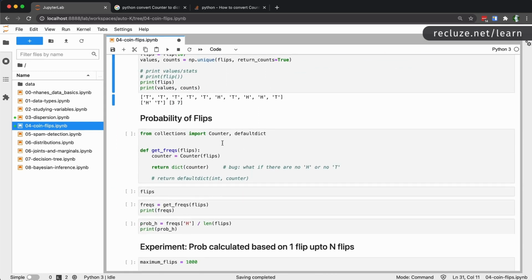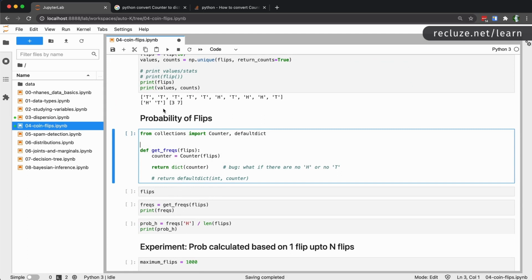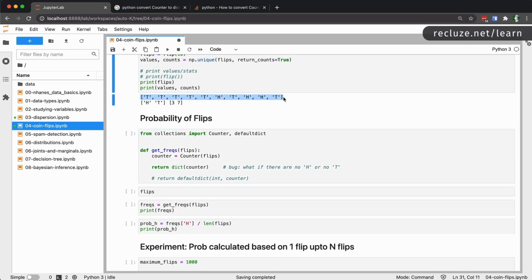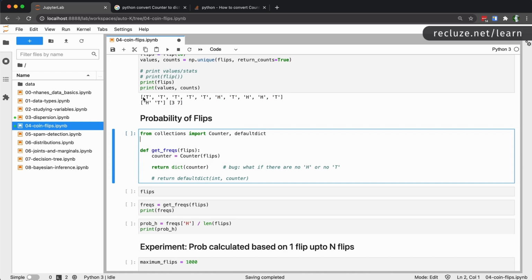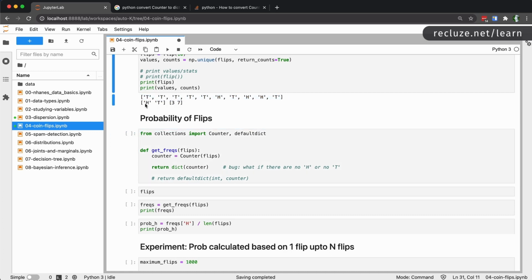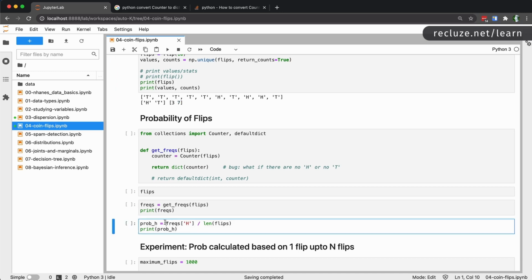So we want to take this a step further. We are going to take this list of experimental outcomes and convert them into an actual probability. For that, first we want to convert this list into a dictionary which takes either H or T as a key and returns 3 or 7 as the value. So if we say freqs H, it should say 3. And the length of flips is obviously the total number of flips. So favorable outcomes divided by the total number of experiments gives us the probability of that favorable outcome.